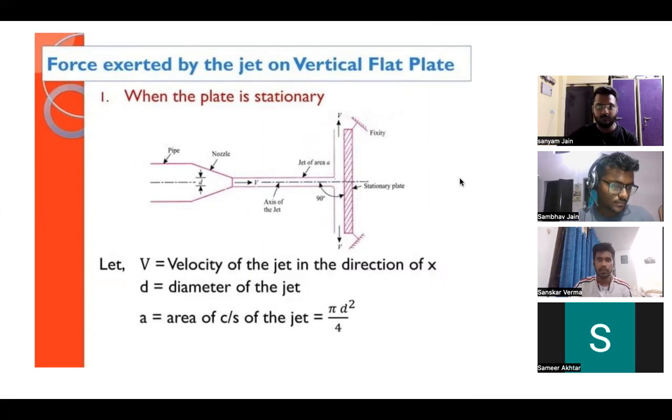Force exerted by the jet on a vertical flat plate. When the plate is stationary, when the plate is fixed and can't be moved, we'll take the velocity in the jet as v in the x direction, where the jet is moving towards the plate. D is taken as the diameter of the jet, and the area of the jet at the nozzle is taken as pi d square by 4.